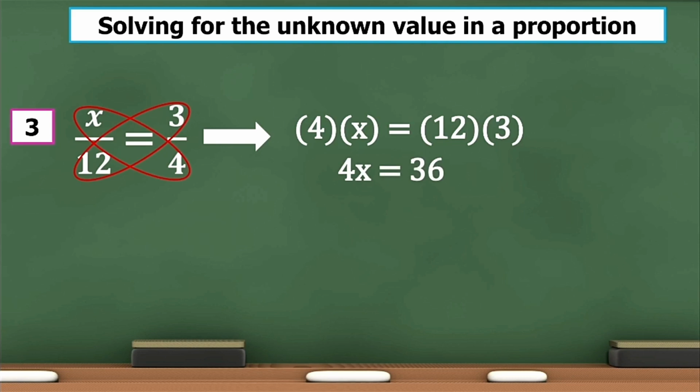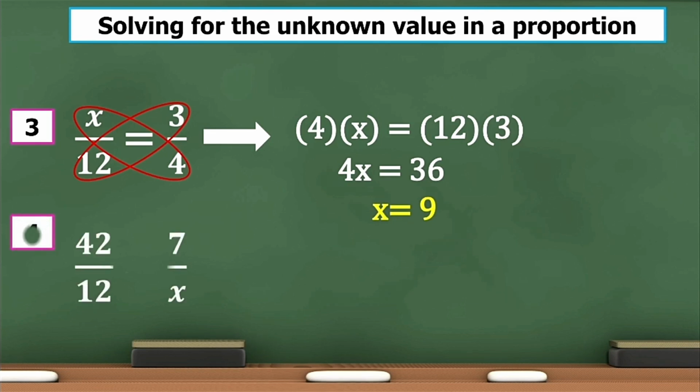Tapos, gagamitan lang natin ng division property of equality. Divide both sides by 4. So, magiging x is equal to 9. Next example. 42 over 12 is equal to 7 over x.